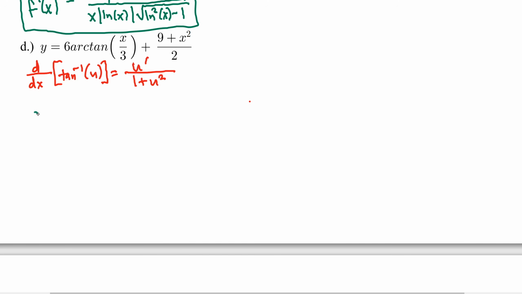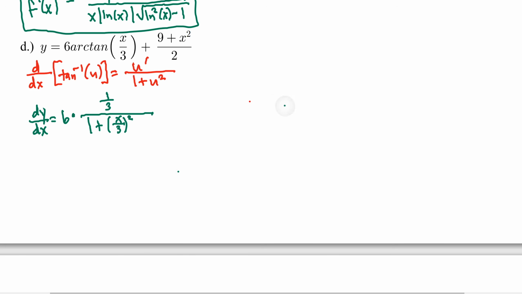So to find dy over dx, first of all, notice we have a constant coefficient 6. That's going to filter through to the derivative. Then I'm going to follow this pattern to differentiate the arctangent of x over 3. The argument here is x over 3. That's going to be in place of u. So on the bottom, we have 1 plus u, x over 3 squared. And in the numerator, we have u prime. The derivative of x over 3 is 1/3.